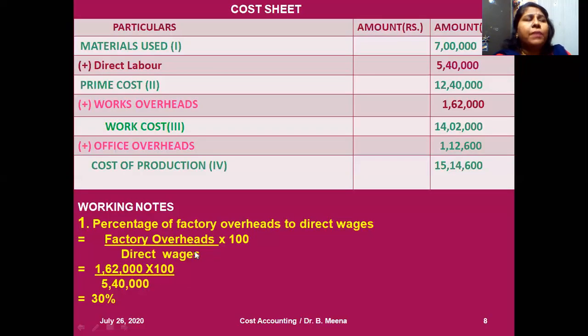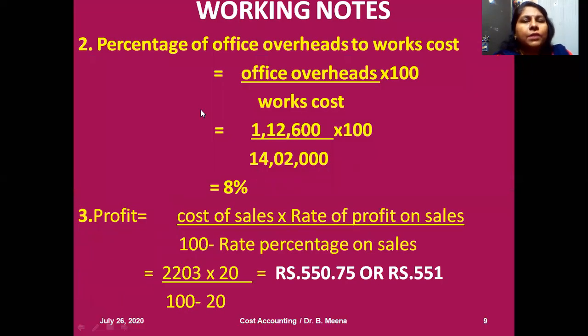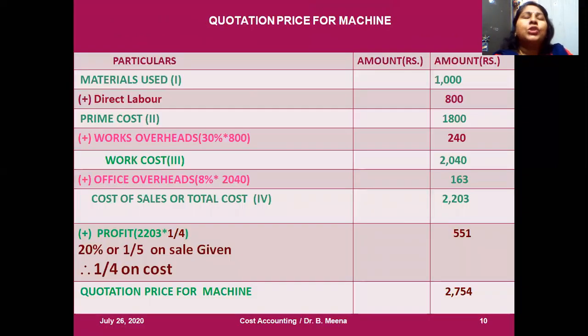Then, as per this problem, there is no selling and distribution overheads. So I can calculate the percentage of overheads only for factory and office overheads, because selling and distribution overheads as per this problem was nil. Okay. So 8 percent I calculated. Once I calculated the percentage of office overheads, I can proceed to preparing the tender or quotation.